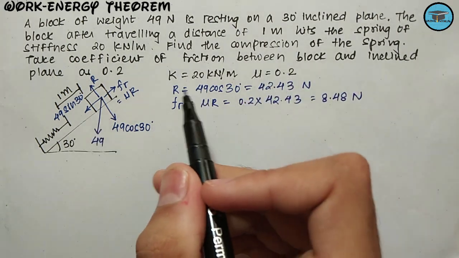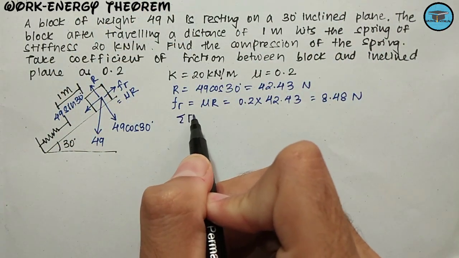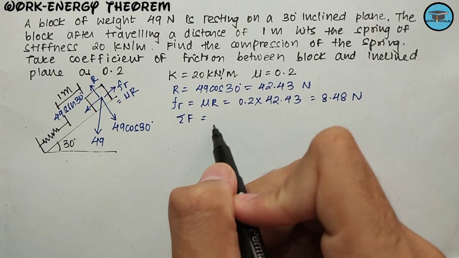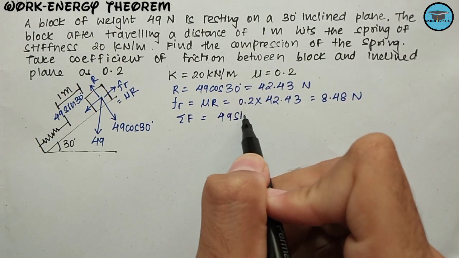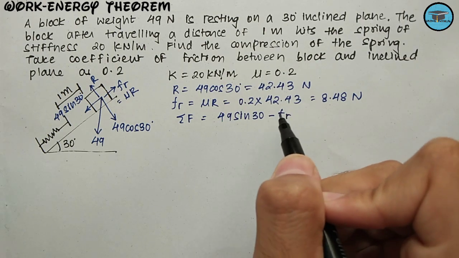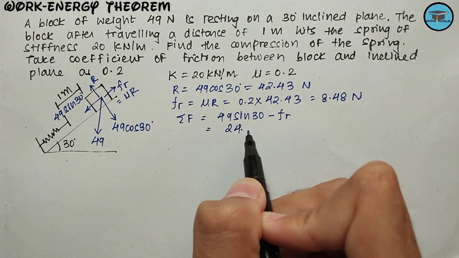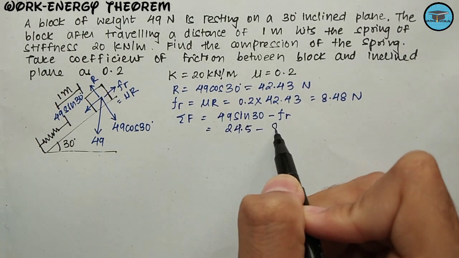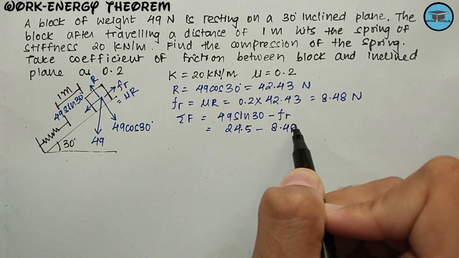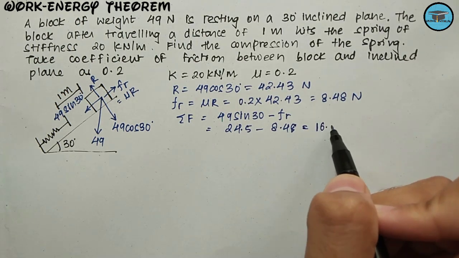Now the summation of the force in the direction of the motion can be calculated as sigma F, that is equal to 49 into sine of 30 minus Fr, that is the frictional force. So we would be getting 24.5 minus 8.48. So the value of sigma F comes out to be 16.02 Newton.